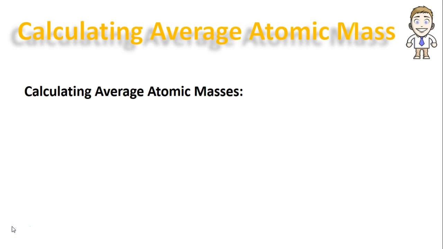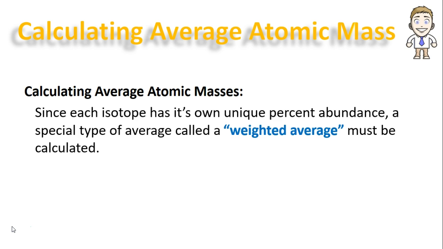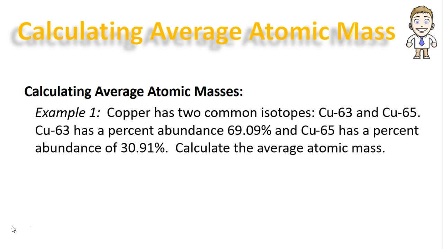Now we can actually take a look at how to do the actual calculation of an average atomic mass. One more quick thing though before we do that. If you're sitting there saying, I already know how to take an average, you just add up all three masses, 12 plus 13 plus 14, and divide by 3, you'd be wrong because we have to do a special type of average here. Since each isotope has its own unique percent abundance, we have to use a special type of average called a weighted average that takes into account the fact that most of the carbon atoms are carbon-12 and very few of them are carbon-13 and 14. So here's how you do a weighted average. I'm going to show you two examples. The first one I'll do nice and slow so you can follow along. The second one we'll do a little bit faster.